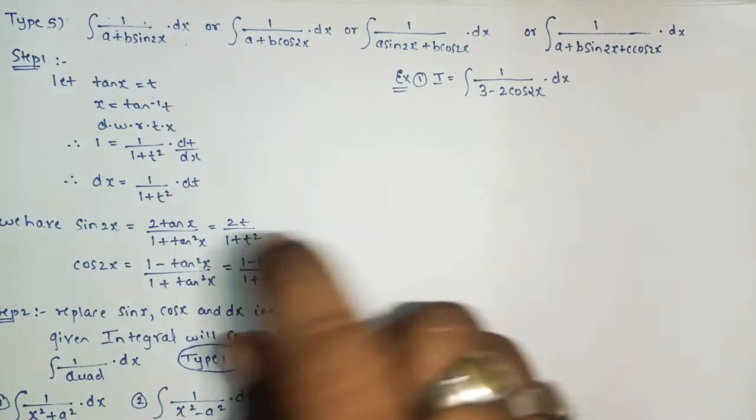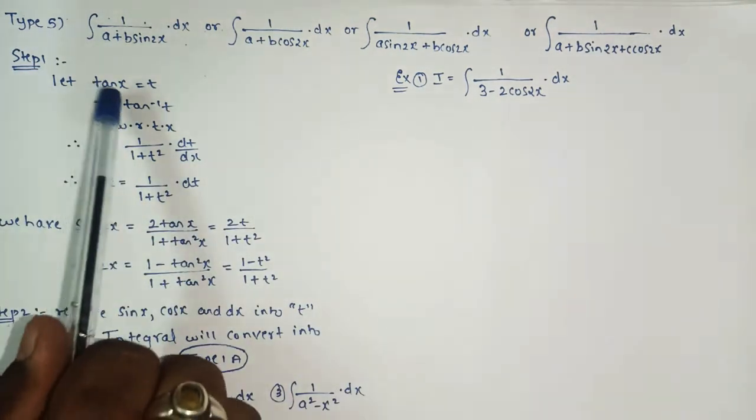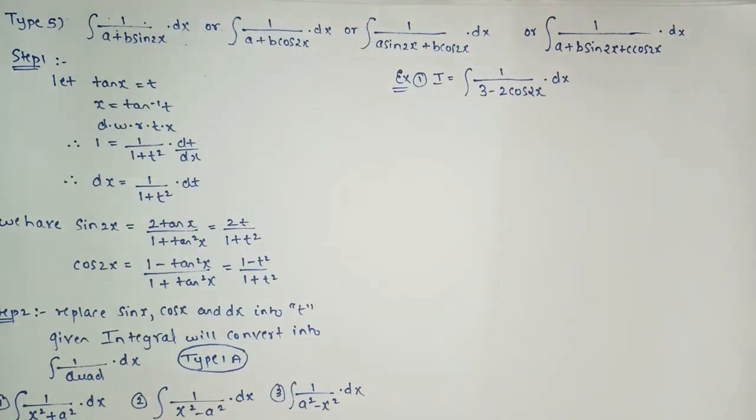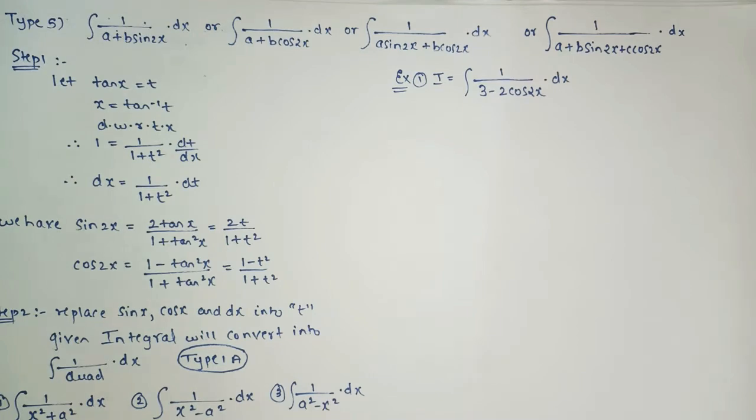And here there is a little change in the step. There we used to take let tan x by 2 equals to t. Here we'll take tan x equals to t. So let's see why we have to take tan x equals to t.